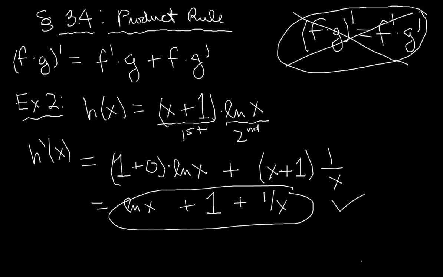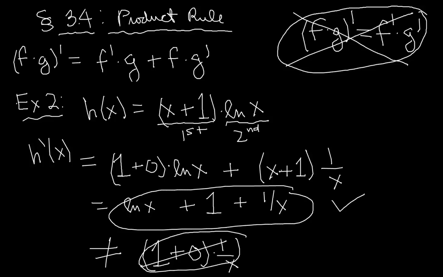Notice how this is not the same as derivative of the first times derivative of the second. You see 1 plus 0 times 1 over x, that's just 1 over x. And then you're going to miss the ln x plus 1. That's way off, so this is not the right answer. In other words, it wouldn't be correct to do f prime times g prime.